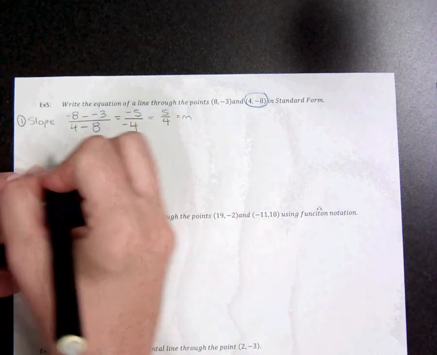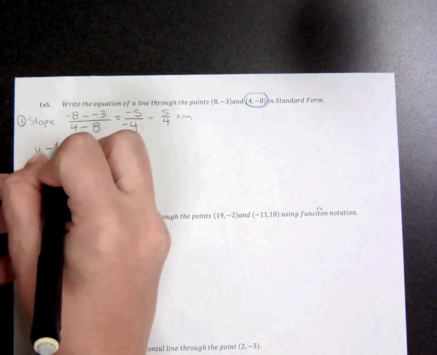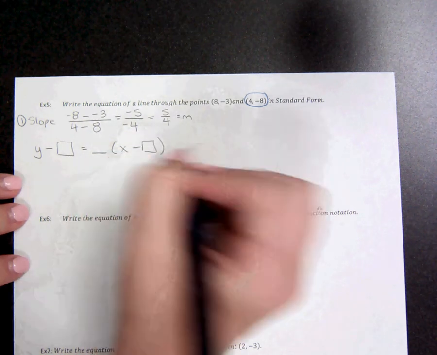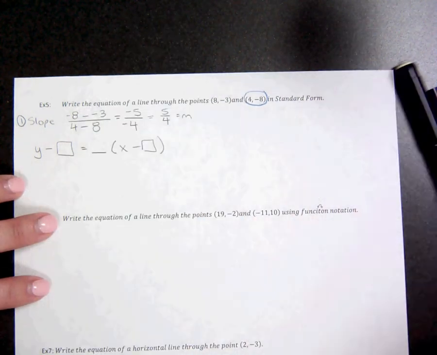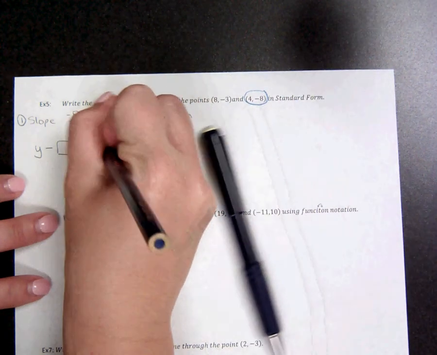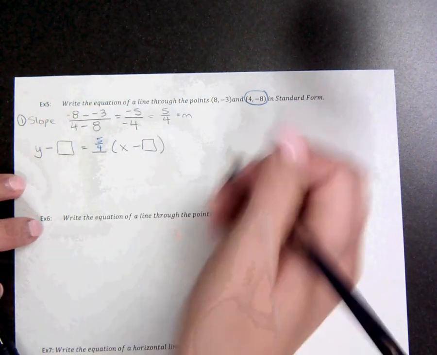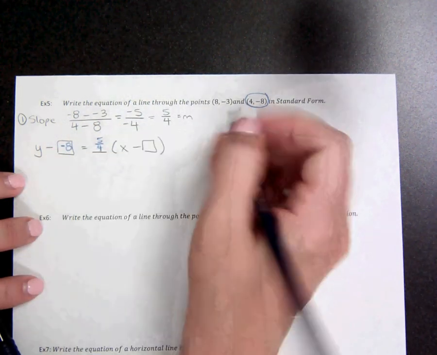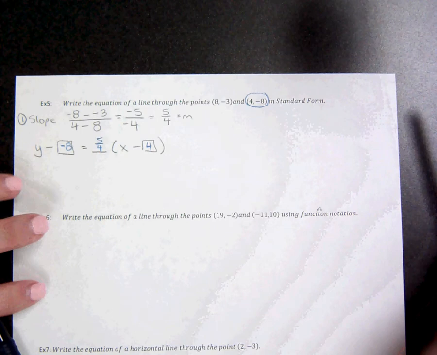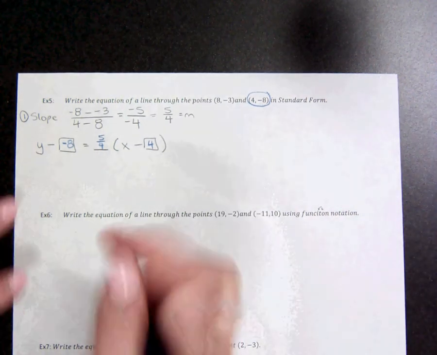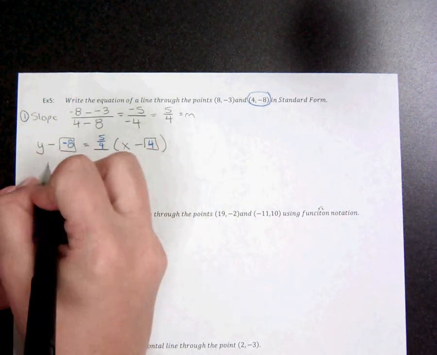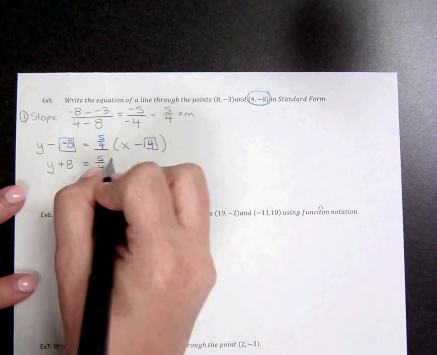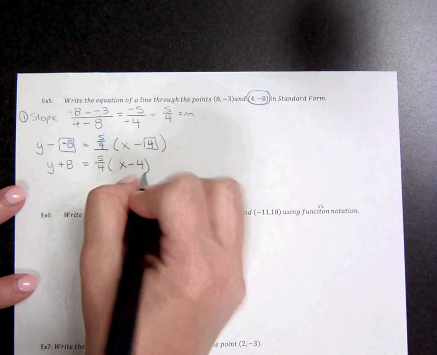So from there, y minus box equals blank times x minus box. Let's see, our slope is 5 over 4. Our y value is -8, and our x value is +4. So y minus -8 is really y plus 8, equals 5 over 4 times x minus 4.